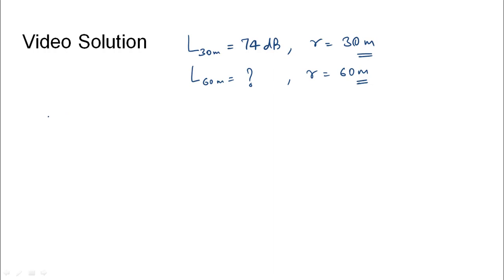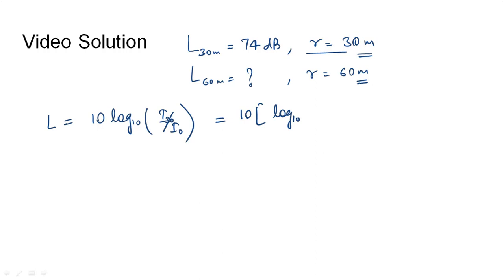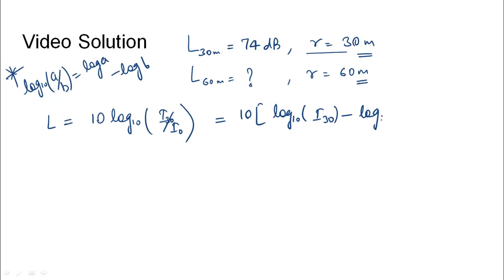So using the equation L equals 10 log 10 I by I naught. Let us call the intensity in case of R of 30 meter as I30. So this would become 10 into log 10, using the formula of log 10 A by B equals log of A minus log of B to solve this problem. That would be log 10 I30 minus log 10 I naught. This would be 74 decibels. This is our first equation.